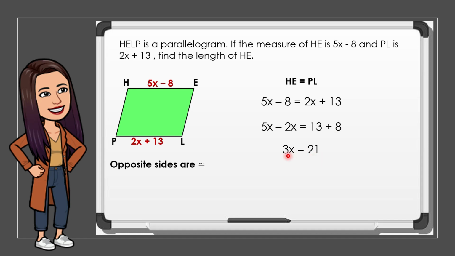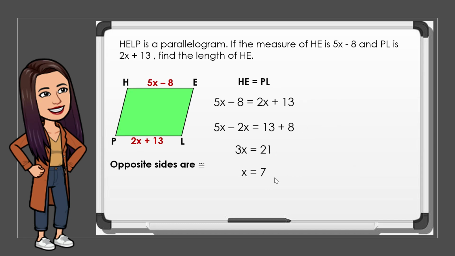So to isolate x here, let us divide both sides by 3. Therefore, the value of x is equal to 7. After finding the value of x, let us now find the length of HE by substituting the value of x to the given length of HE.